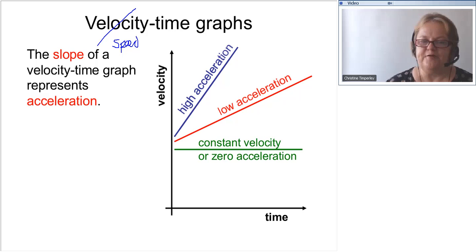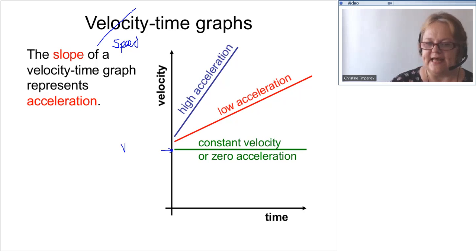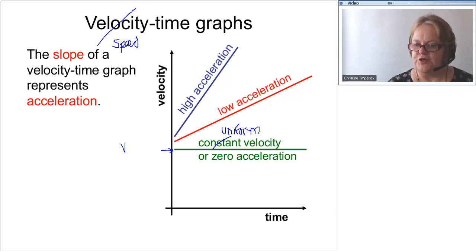So remember to always look at the axes. So what does this tell us? As time's moving on, in this case, the velocity is staying the same, or the speed is staying the same. So that tells us we've got a constant or uniform speed or velocity. I noticed that some books use constant, others use uniform. It means exactly the same.